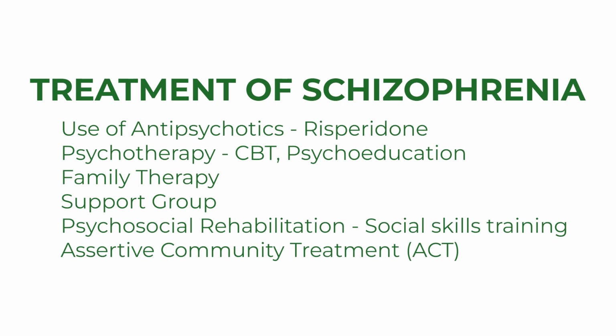We can also use psychotherapy in the form of cognitive behavioral therapy, or psychoeducation. We can also use family therapy, where the family comes together and we all make a decision on how to help the patient. We also want to go by the support group for the patient. We also want to use psychosocial rehabilitation in the form of social skill training, as well as assertive community treatment, which is the ACT.